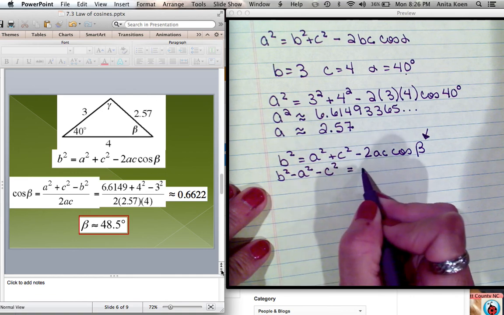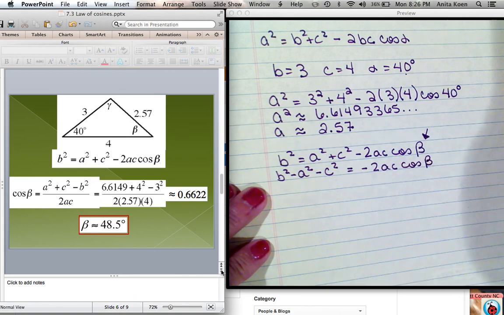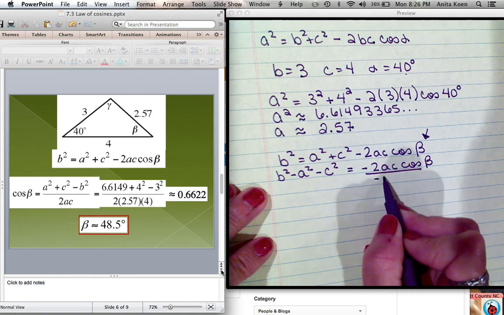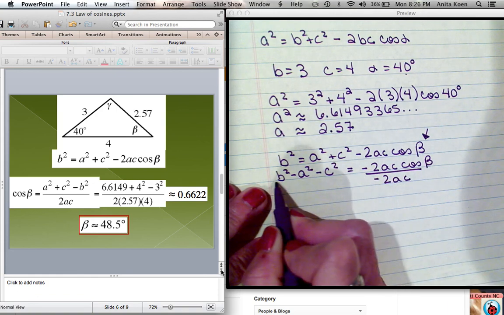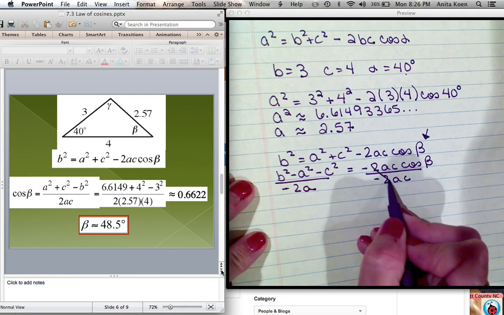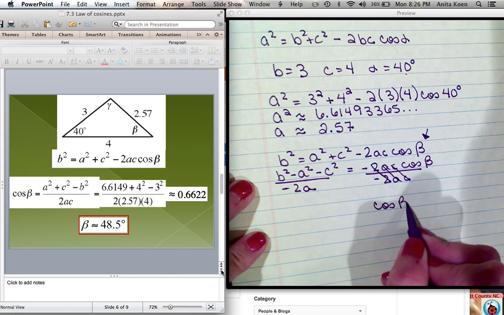And that's going to equal negative 2ac times the cosine of beta. I want to solve for the cosine of beta, so I'm going to divide everything by negative 2ac. And when I do that on this side, everything cancels, and all I have here is the cosine of beta.